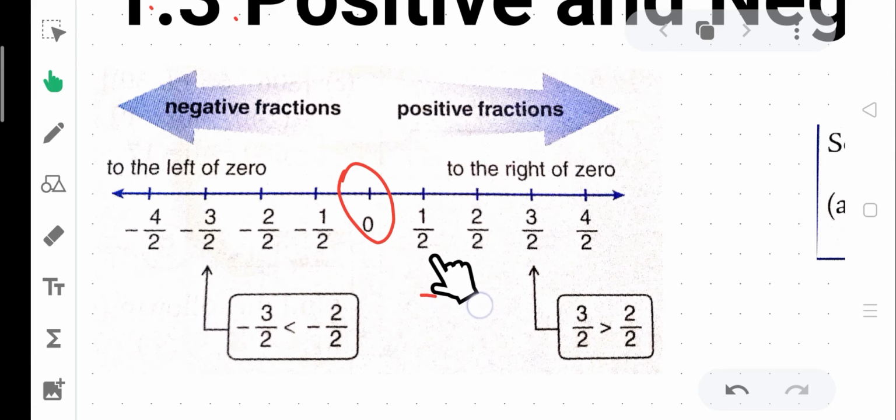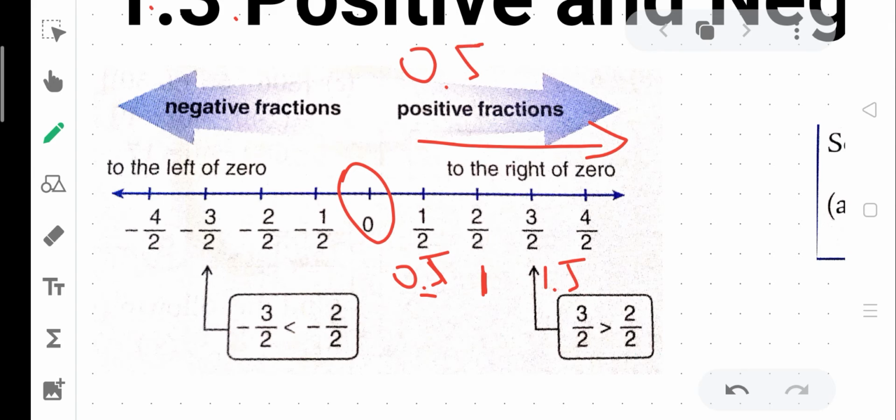Okay, so we can see that here is 1 over 2, 2 over 2, 3 over 2, 4 over 2. So it means that the number is getting bigger to the right side. 1 over 2 stands for 0.5. 2 over 2 actually means 1. 3 over 2 means 1.5. So when going further to the right side, it's increasing by 0.5 in these cases. Sometimes it will increase by 0.3, 0.4 or 0.5, but in these cases it's increasing by 0.5.